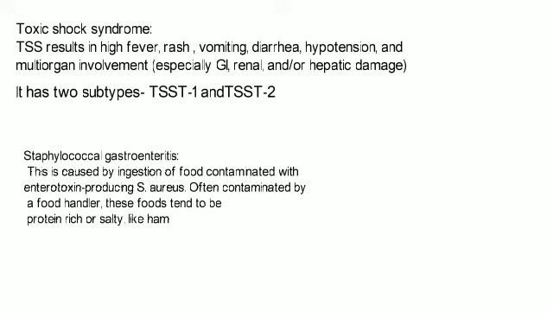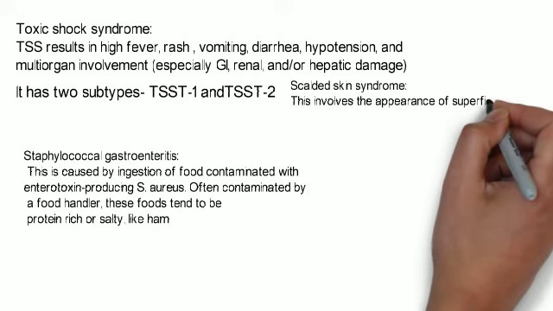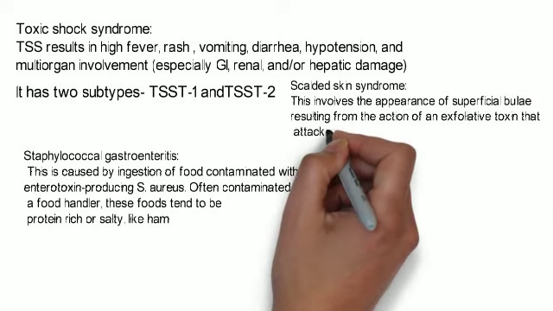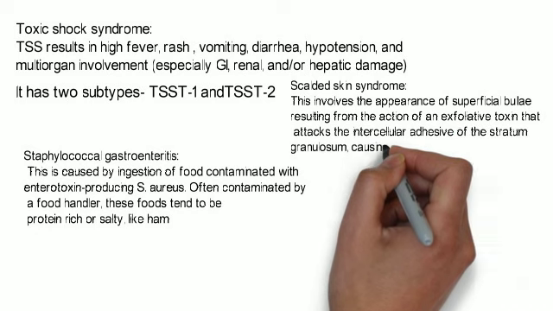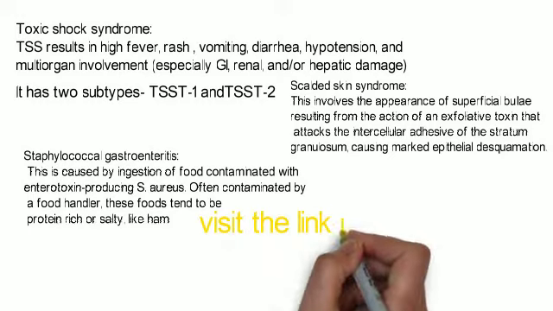Staphylococcal gastroenteritis. This is caused by ingestion of food contaminated with enterotoxin-producing S. aureus. Often contaminated by a food handler, these foods tend to be protein-rich or salty, like ham, and improperly refrigerated. These heat-resistant toxins are able to withstand subsequent reheating.